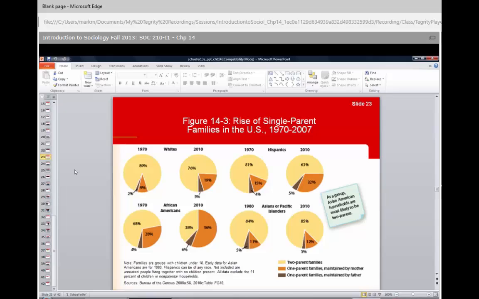All right, so this slide just shows us single parent families for all the categories. 4 categories listed here of people have increased, and the numbers do seem to be at least doubling in most cases there, except for Asians there, the bottom right hand 2 pie charts.